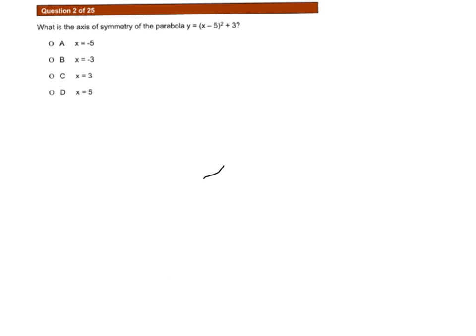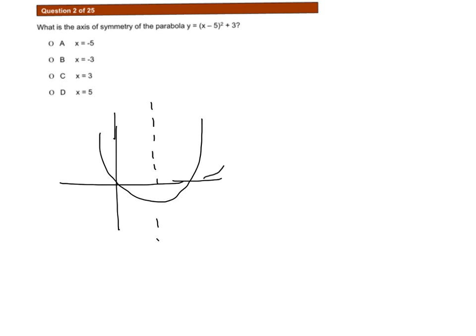Problem number 2. What is the axis of symmetry of the parabola y equals (x minus 5) squared plus 3? Well, the axis of symmetry, if you recall, on a parabola is this imaginary line, known as the axis of symmetry, that goes right through the vertex. And in this case, it's going to be x equals whatever value x is at the vertex. So we need to know the vertex.